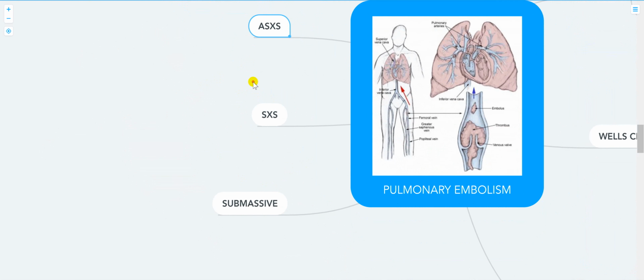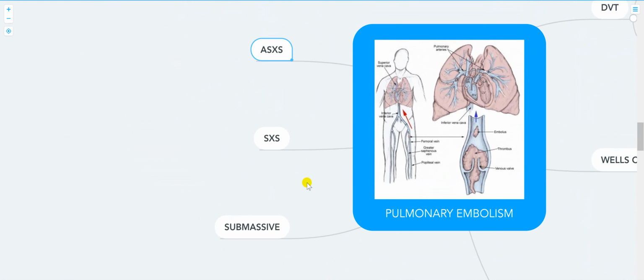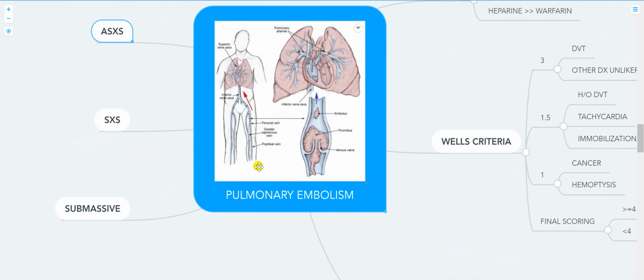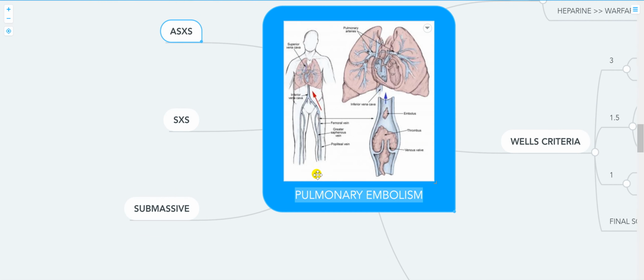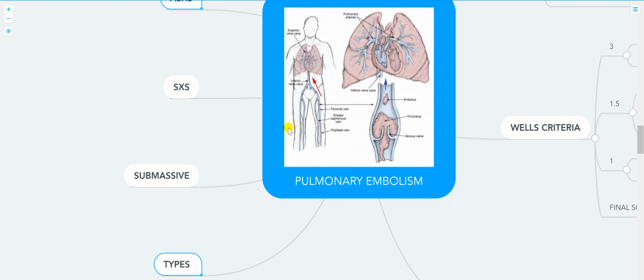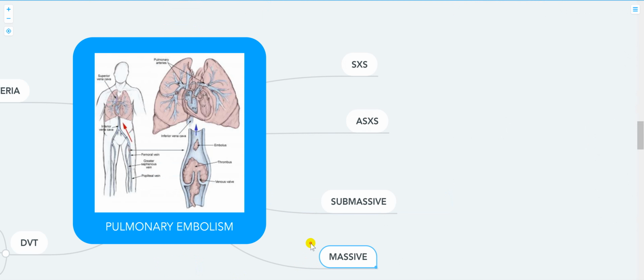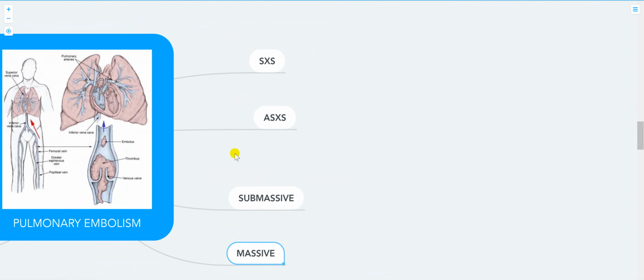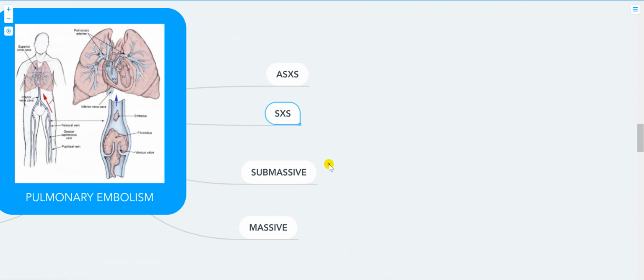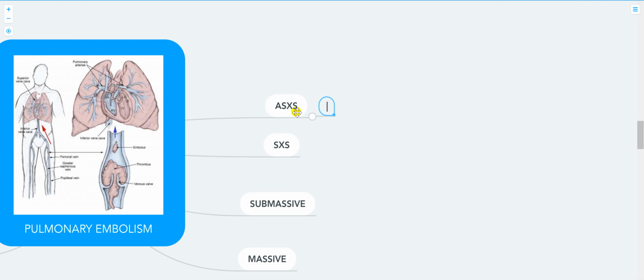So what is the difference between each and every single one of them? Let's put them all on the same level. I just arranged them so that it would be easier, because we're going to compare all of them. For PE, the different types could be asymptomatic, symptomatic, submassive, and massive, okay? Asymptomatic, usually they just go home. Why? Because there are no symptoms, it's from its name. There is no heart strain, that's a very important thing, and there is no hypotension.